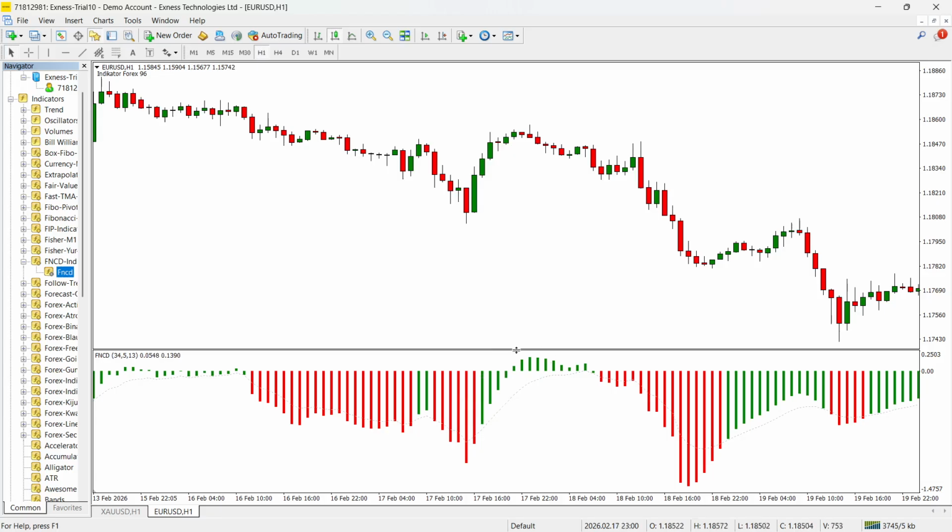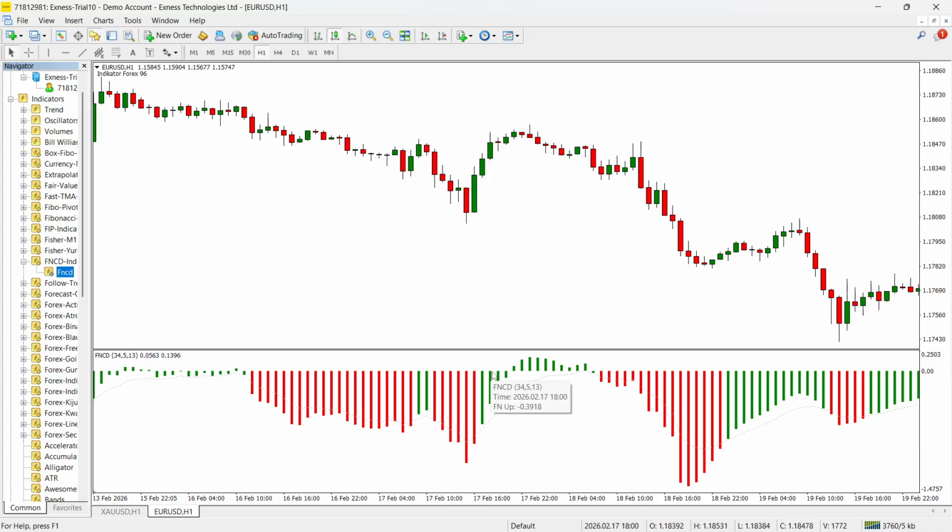When the histogram bars are green, as you can see over here and here as well, and above the zero line, as you can see here, the indicator is signaling bullish conditions in an uptrending market environment. When the histogram bars are red and below the zero line, as you can see over here and here, it is signaling bearish conditions in a downtrending environment.